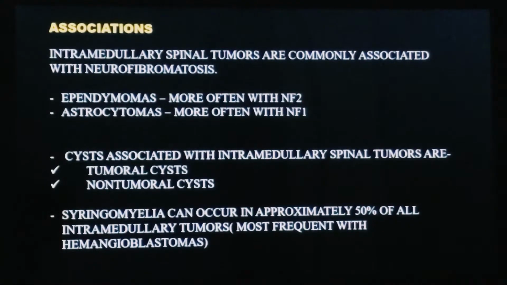Now, before describing the types of intramedullary spinal tumor, I want to give a brief about the cysts which are associated with them. There are two types of cysts, tumoral cyst and non-tumoral cyst. Syringomyelia occurs in approximately 50% of intramedullary tumors, most commonly seen with hemangioblastomas. Now, in the next slide, we'll discuss the types of cyst.